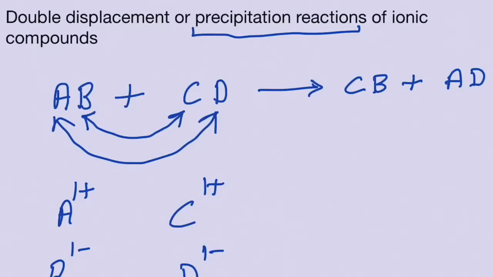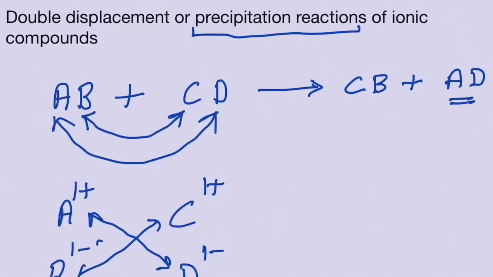Well, when it comes down to predicting the product, figure out what this A 1 plus can react with. Your cations are always going to combine with the anions, so you can easily see this A 1 plus can only combine with the D minus. That's why you make an AD there. And this B minus can only combine with the C 1 plus, so that's why you have a CB there. So that's how you predict the product, and that's how you're going to do it in a real reaction.